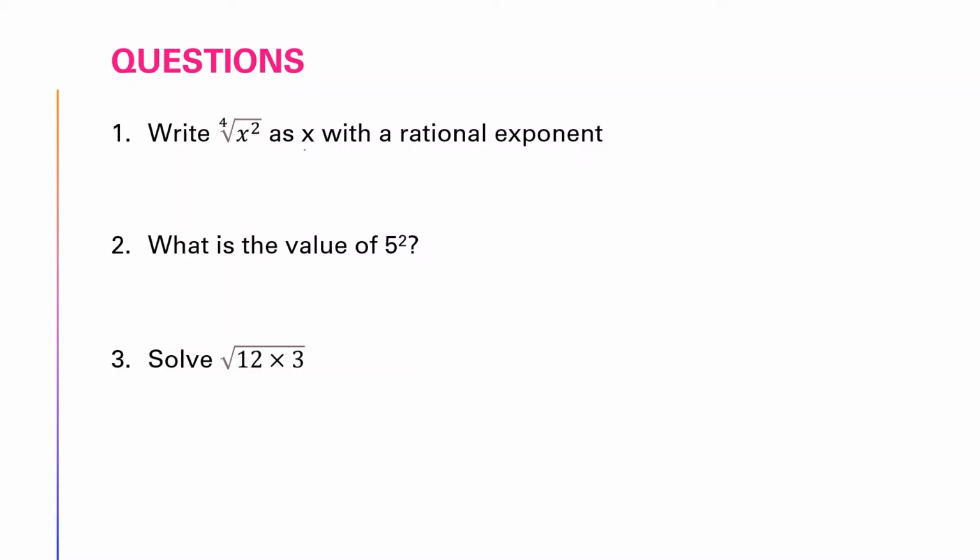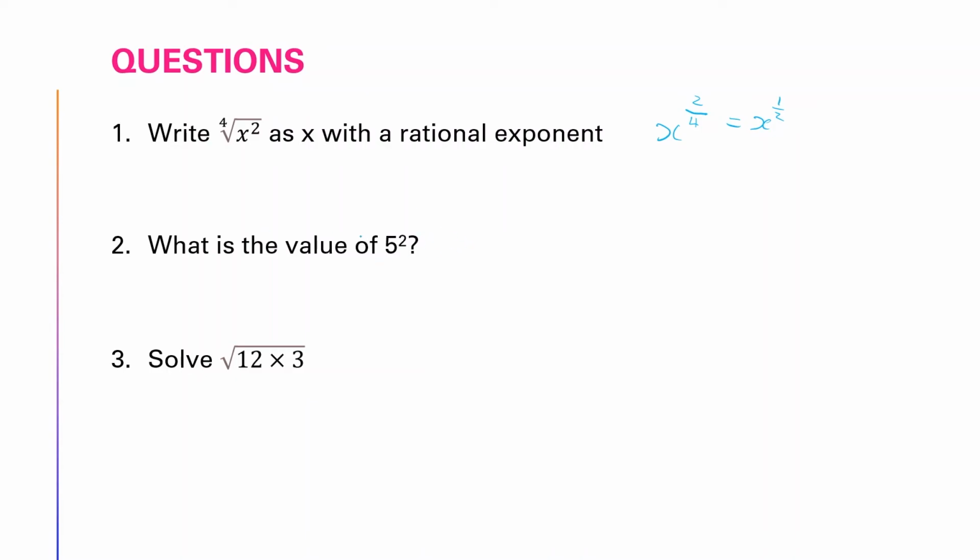Now to write this as the rational exponent, we have the base of x. So it's going to be x to the power of a fraction. Now the degree of the root is a 4. So we know that the denominator of the fraction is going to be a 4. And we know that the exponent on the base is a 2. So our final answer is x to the power 2 over 4, which just simplifies to x to the power of a half, because 2 over 4 is the same as 1 over 2.